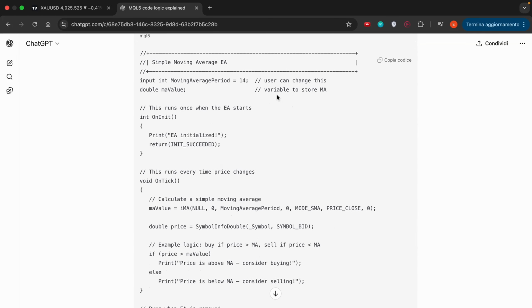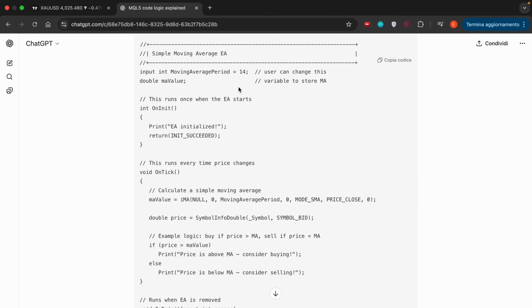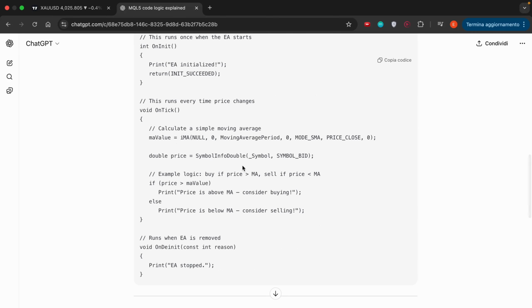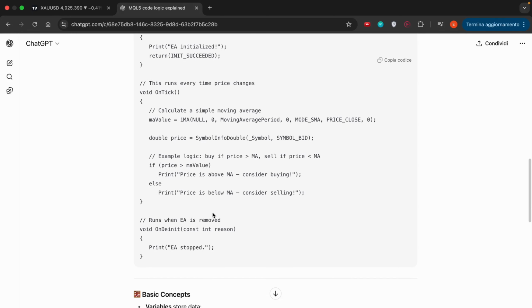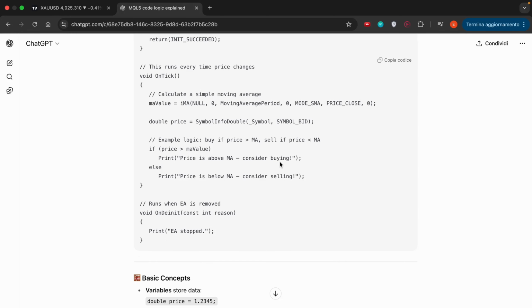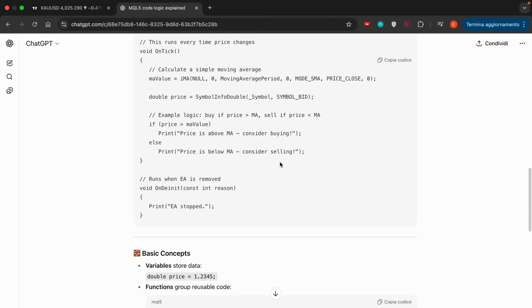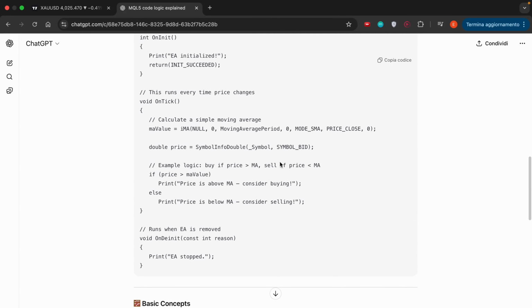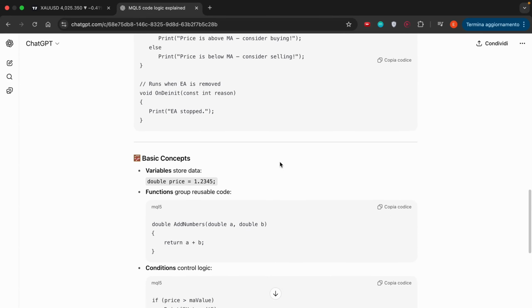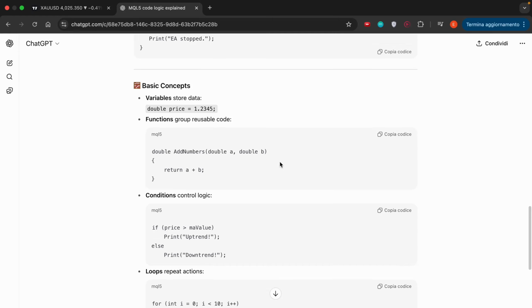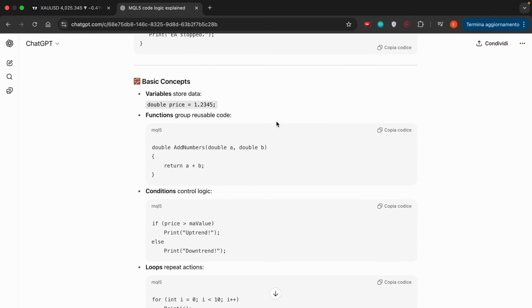This is based on a moving average crossover, I think. Yes, exactly. Buy if the price is higher than the moving average and sell if the price is lower than the moving average. This is the easiest EA ever. I think it's not working, but it's just a way I'm showing you how those concepts work. Those are the basic concepts.